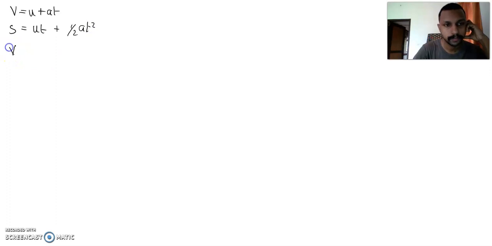Okay, students. Now you know the three equations of motion, which are v is equal to u plus at, s is equal to ut plus half at square, v square minus u square is equal to 2as, in which v is the final velocity, u is the initial velocity, a is acceleration, s is displacement.